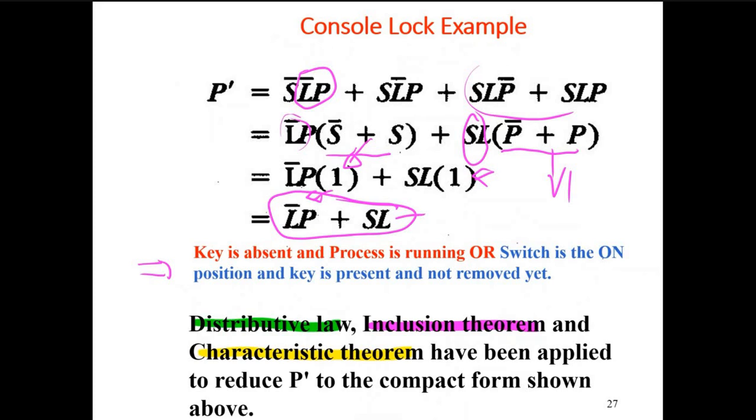But there is another term, SL. Switch is on, it's on the on position, and key is present and not removed yet. When would this happen? When the operator wants to start the process before he takes the key out, what will he do? Well, he will switch on the process and take the key by locking it out of the console. So the second term takes care of the startup process. The first two terms take care of the process of running after it was started. If one of these conditions fails, boom, prime will die. So in this case, distributive law, inclusion theorem, and characteristic theorem, three theorems have been brought in, to make it a bit more compact.